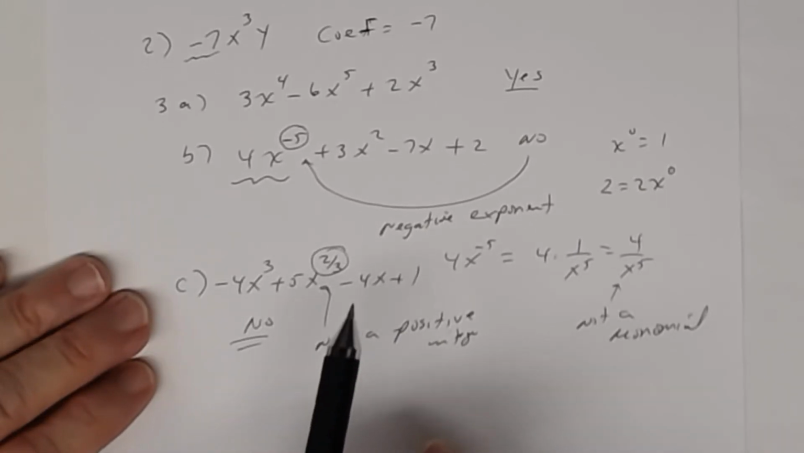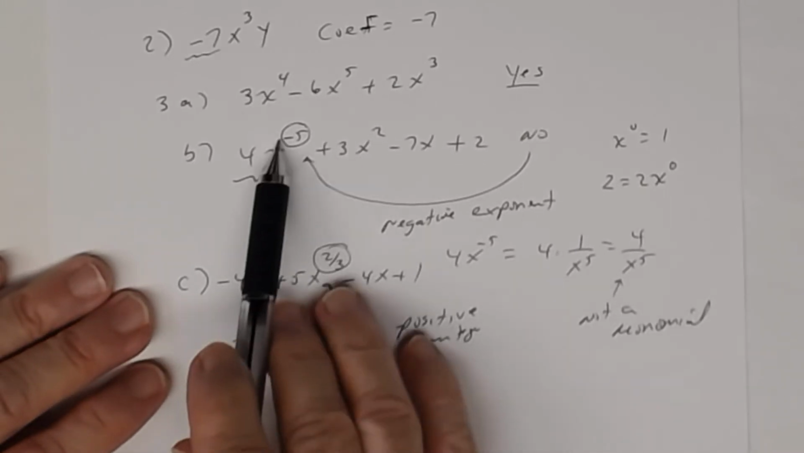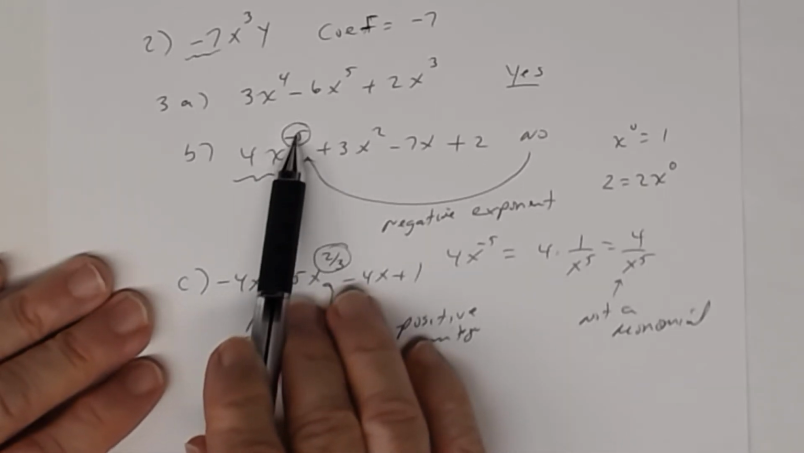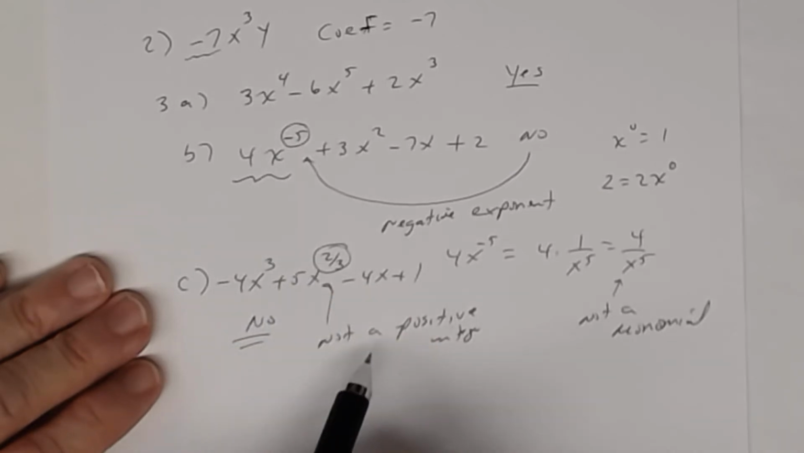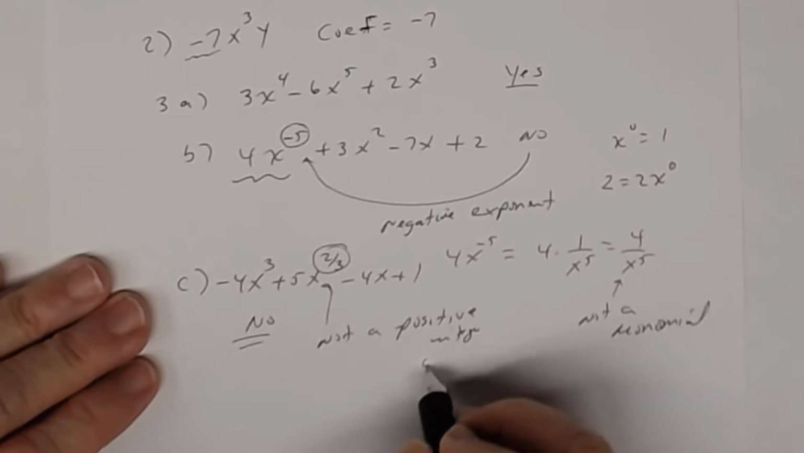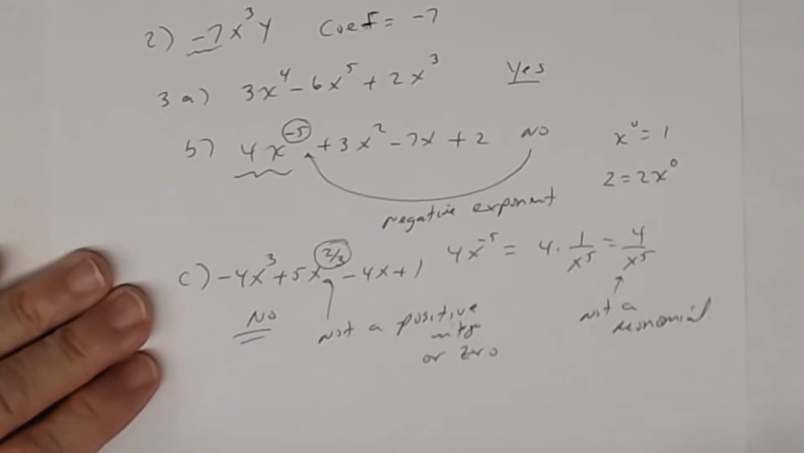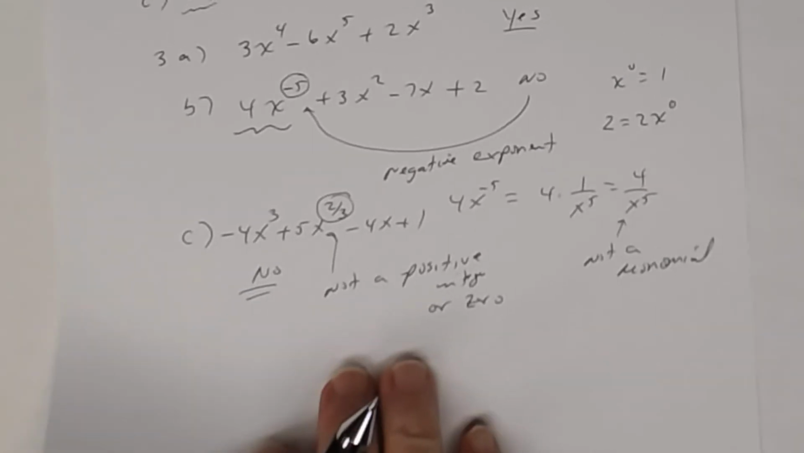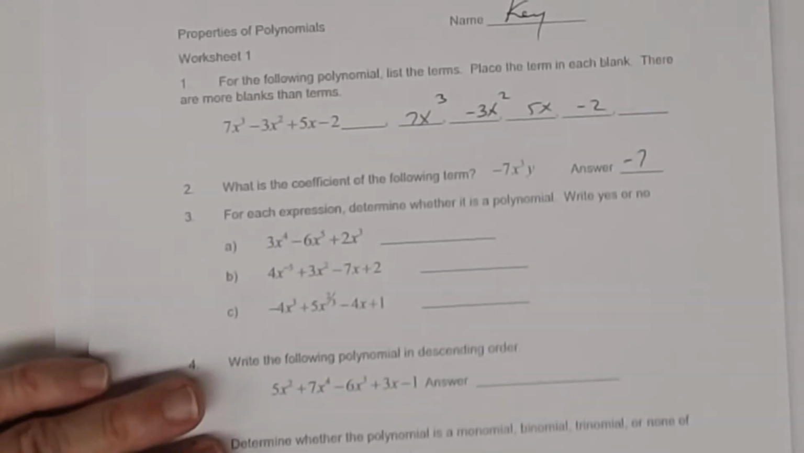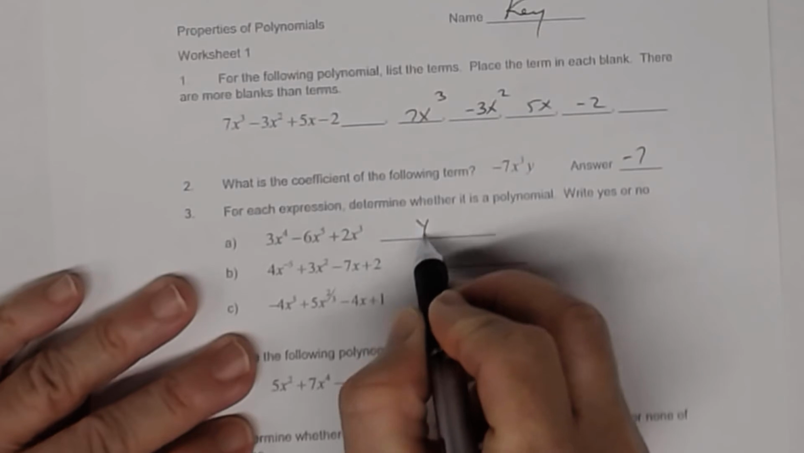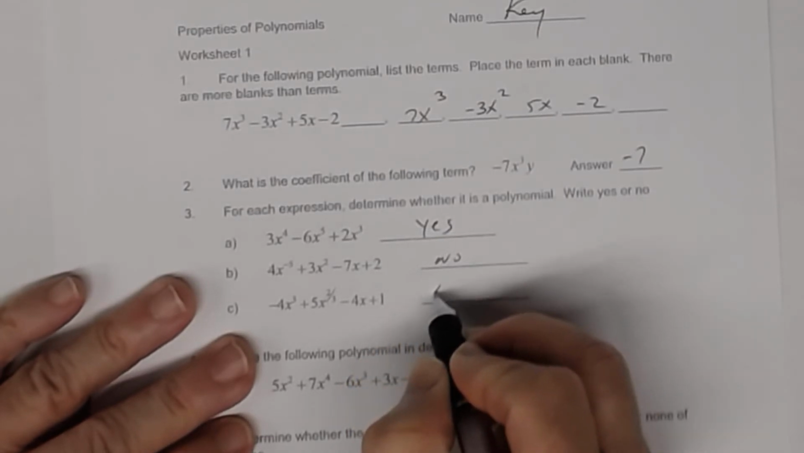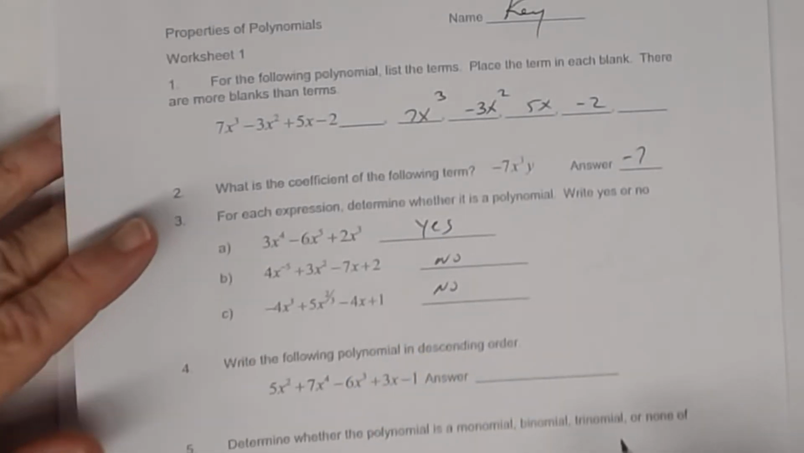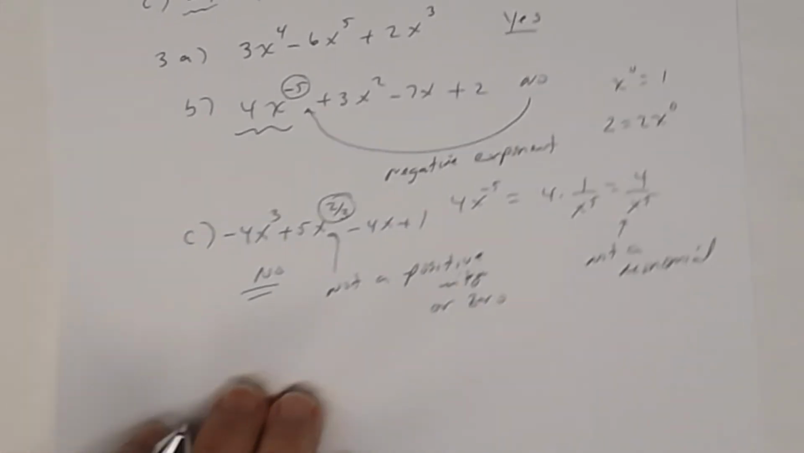I need to be careful because I can't just say this is not an integer, because this is an integer and we said it's not a polynomial. So I need to be a little bit more specific. So this is not a positive integer or 0. Okay? All right, so that's number 3. So in 3, we know that the answer here is yes, no, no, right? Yes, no, no.